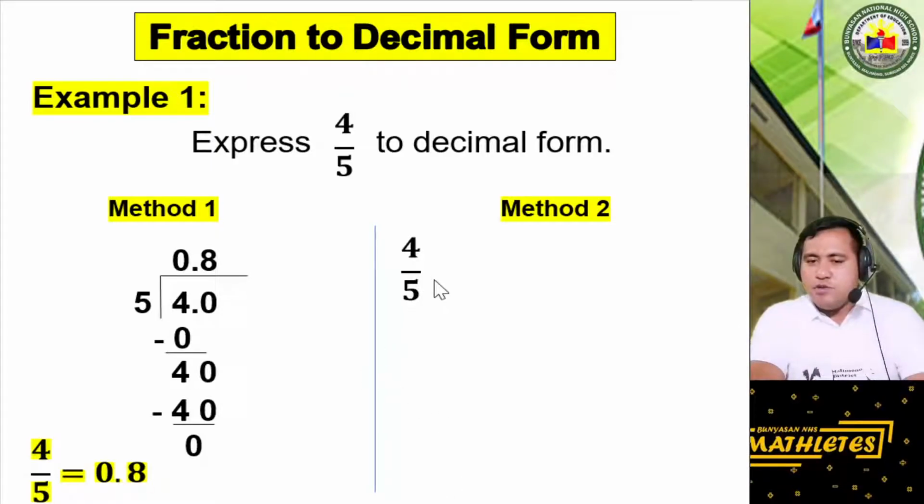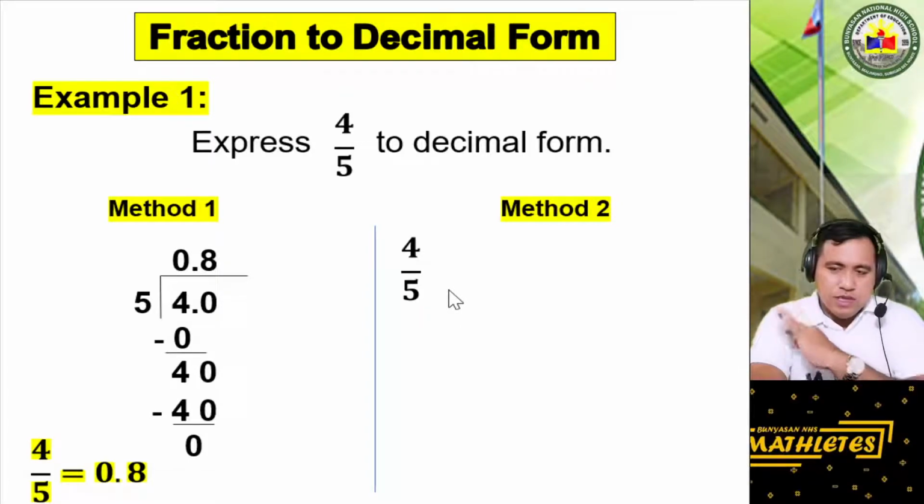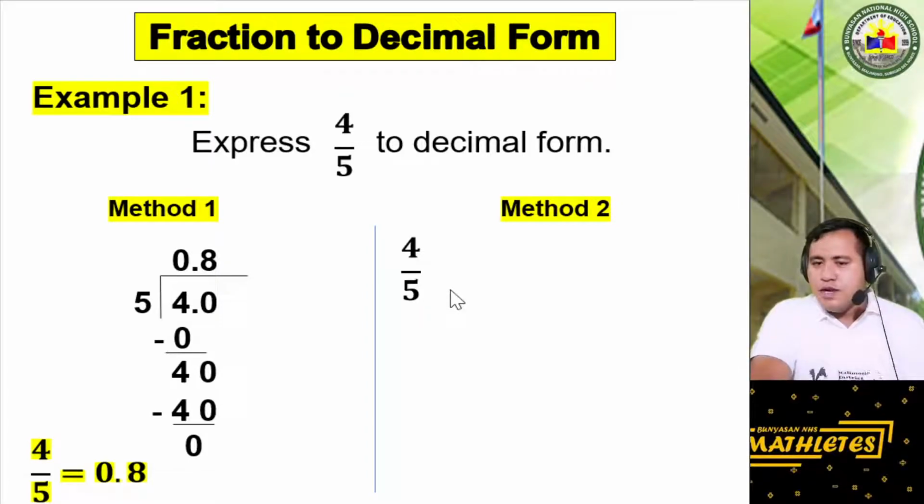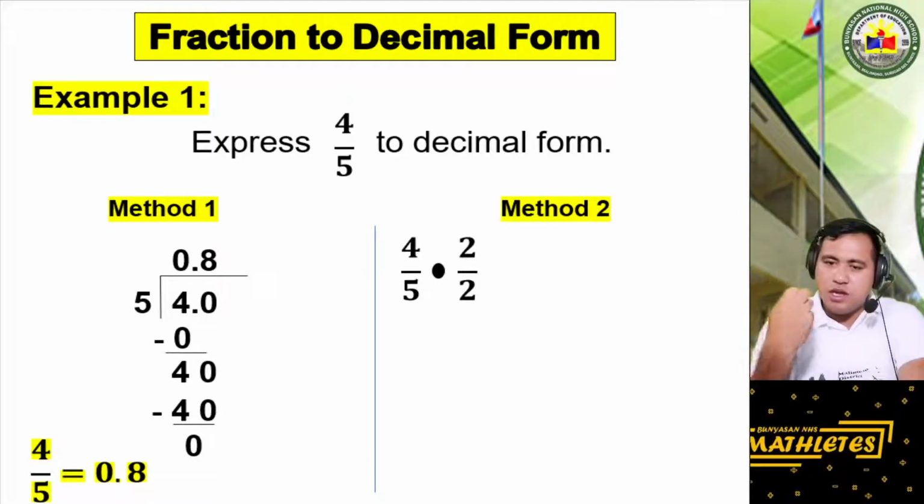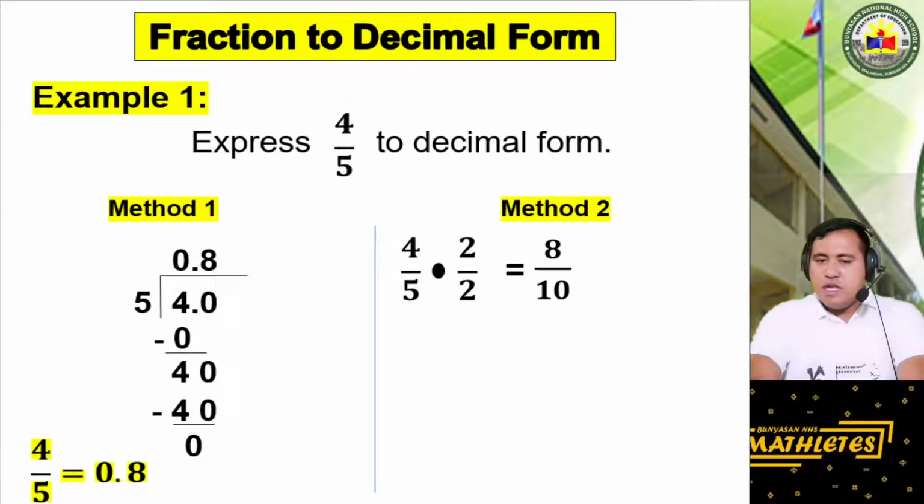So in this case, 4/5, duol siya sa 10, di ba? Layo naman tong 100. So pila atong i-multiply sa denominator nga mahimo siyang 10? Okay, 2. We're going to multiply both numerator and denominator by 2. So that means that is 8/10. 4 times 2 is 8, 5 times 2 is 10.